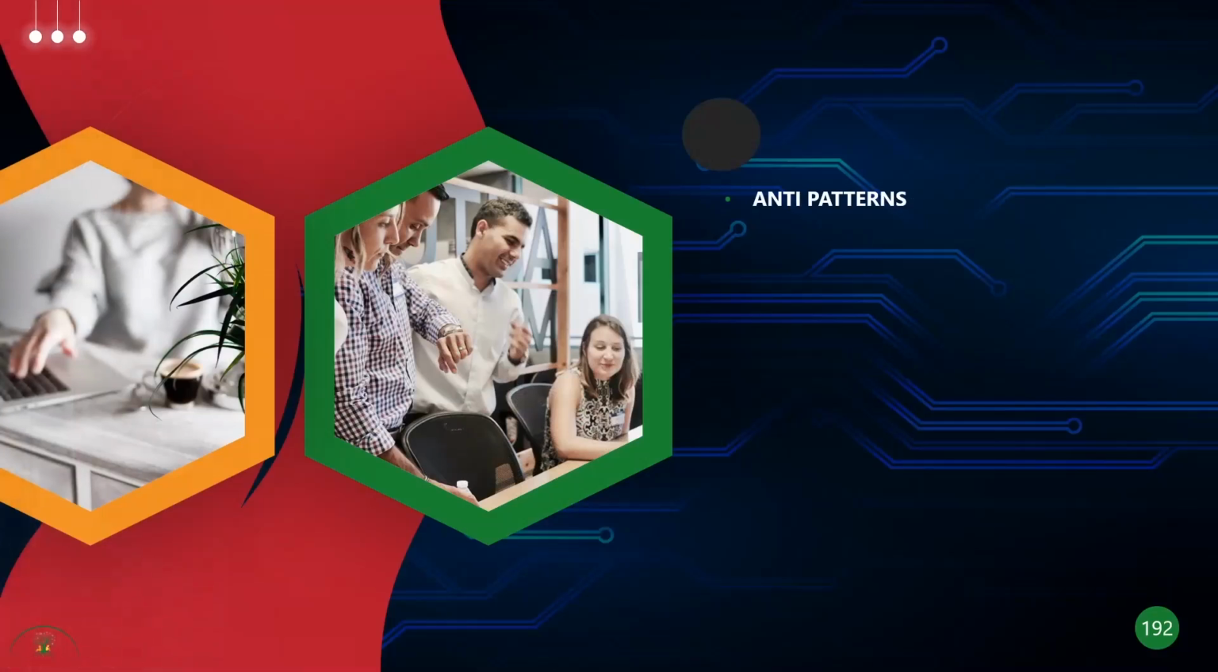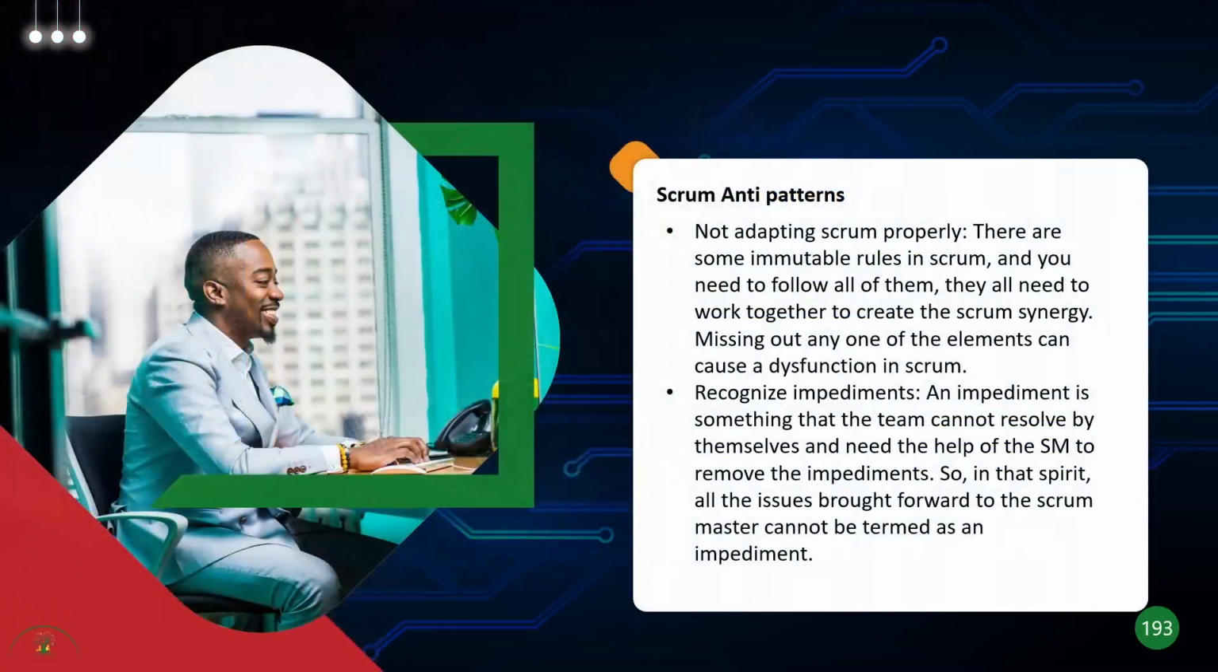Now, let's look at some anti-patterns of Scrum, right? And we'll talk about anti-patterns of Scrum, sprints, product owners, Scrum Masters. So by anti-patterns, I mean the patterns that go against the Scrum philosophy, right? What Scrum actually is trying to teach. So let's start with Scrum anti-patterns.